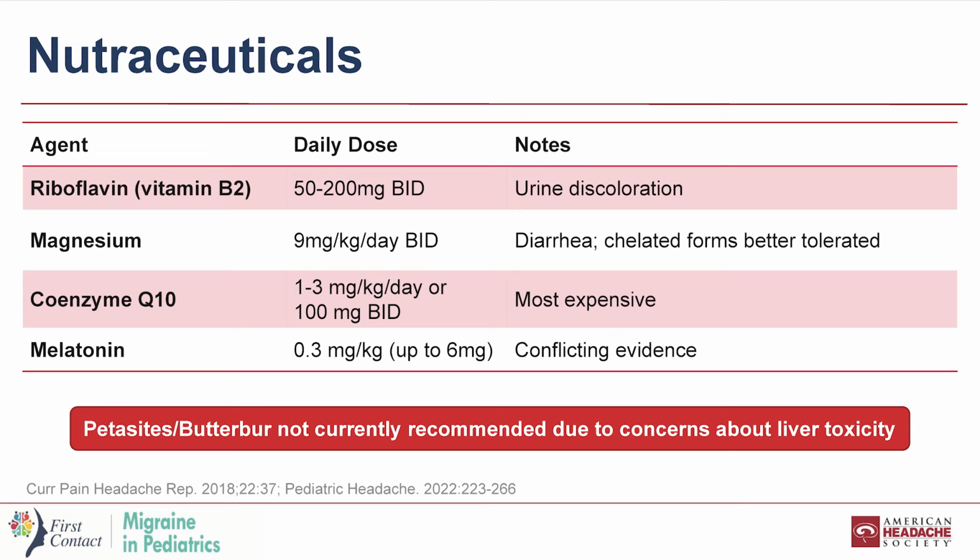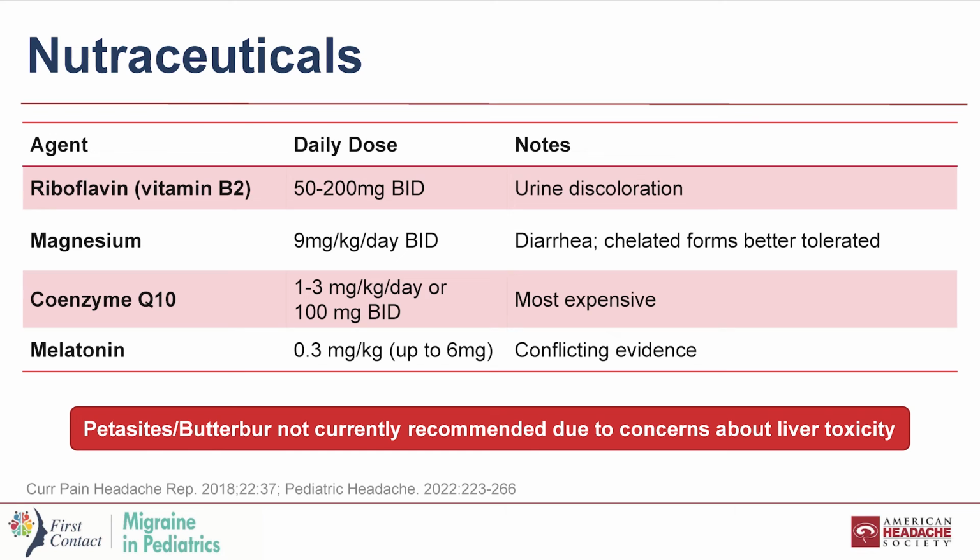Nutraceuticals are non-pharmaceutical therapies that are often used for prevention. I find in pediatrics, we often go to these medications, mostly because of the common thought that nutraceuticals have lower amounts of side effects, lower rates of adverse events, and are better tolerated. Most commonly, we talk about using riboflavin, magnesium, CoQ10, or melatonin. It's probably riboflavin that has the most evidence for use in peds, but there is evidence for magnesium, CoQ10, and some for melatonin as well.